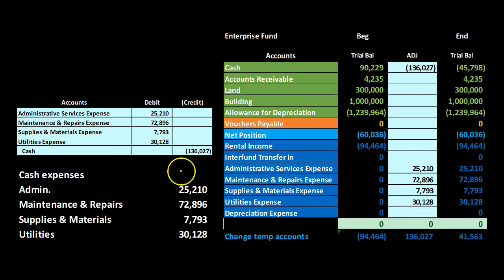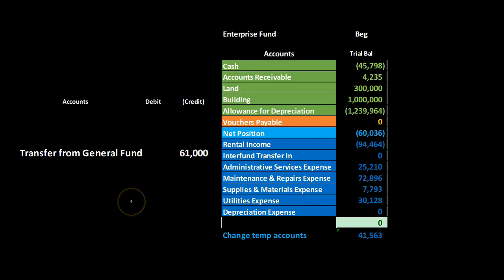So if we record this out, here's the 25,210 in the admin expense going up, the maintenance and repairs going up in the debit direction, the supplies and materials going up in the debit direction, and the utilities going up in the debit direction. The credit side then goes to cash. So cash being credited takes us to a negative number. Don't let that throw you off. Cash is overdrawn. We will have revenue shortly, or cash increasing.